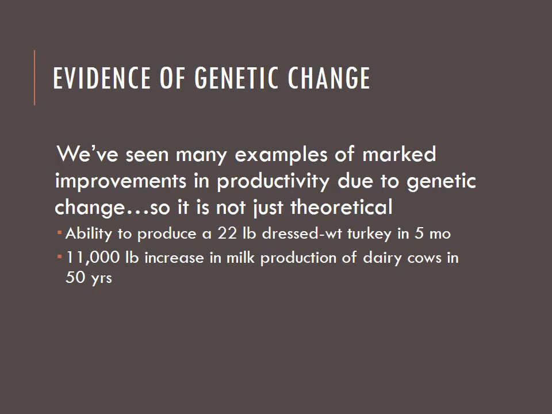In the last 50 years in dairy cows, we've increased average milk production by 11 to 15,000 pounds per cow, and just in the last 50 years. It's an unbelievable change in genetics and productivity. So there is evidence there. It can.